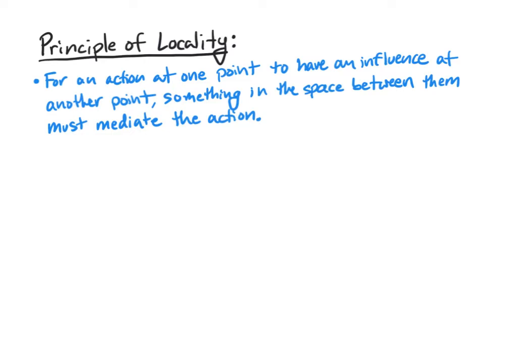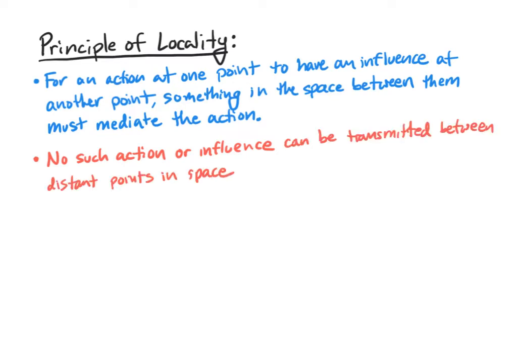The other part of this is the consideration from special relativity that no such action or influence can be transmitted between distant points in space at a speed exceeding the speed of light, or the invariant speed. As Einstein put it, the principle of locality is essentially the opposite of what he called spooky action at a distance, which is an effect occurring at one place, potentially affecting something far away, with nothing in between and arbitrarily quickly.